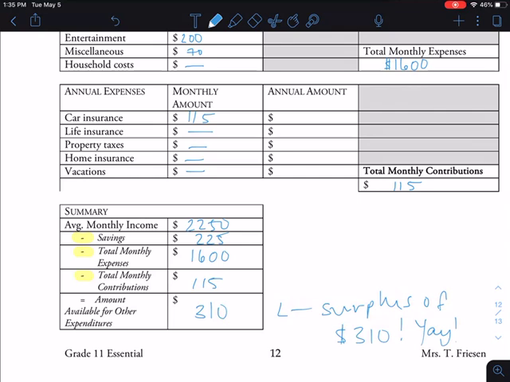Okay, you always want to have a little bit of money left over that you can save for other things that you might be saving for, like a vacation, or anything that might go wrong that is unexpected, like if your car breaks down or you have to pay for medication or something that you just weren't expecting. Okay, so there we go.